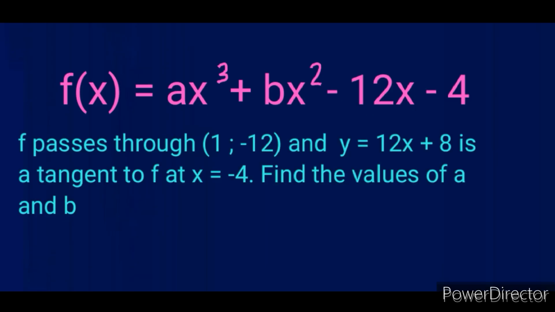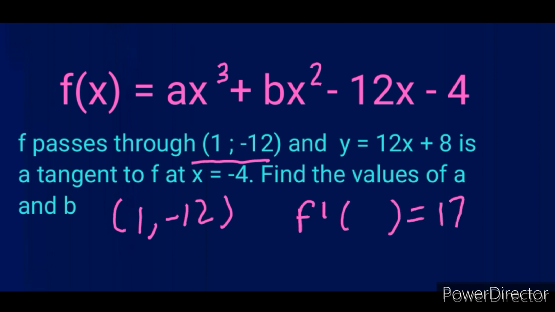Before we solve, let's deal with the sentence form of it first. We were given the point (1, -12). And we are told that this equation is a tangent. What we needed was the gradient of the tangent. From this equation, we can say that the gradient of the tangent is 12. Therefore the first derivative is 12. The value of the first derivative, which is the gradient of the tangent, is 12.